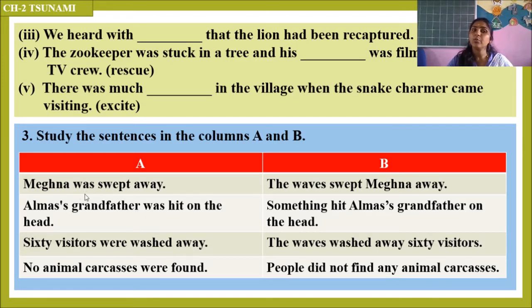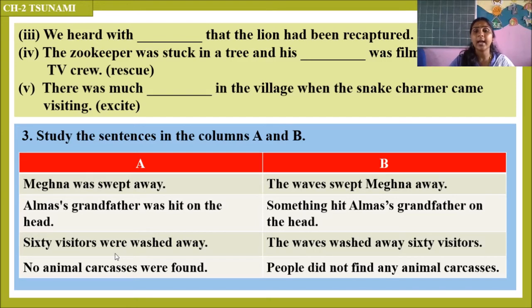The third form of the verb is accompanied by what? Was. And in the second one, hit is the verb and it was accompanied with extra what? Helping verb. Was is the helping verb, right? Washed is also a third form of the verb and it is accompanied with the helping verb were. So here the action word, the verb, is found and the helping verb is were. So, was swept, was hit, were washed, were found. The verb is in the third form, and it is with the helping verb.